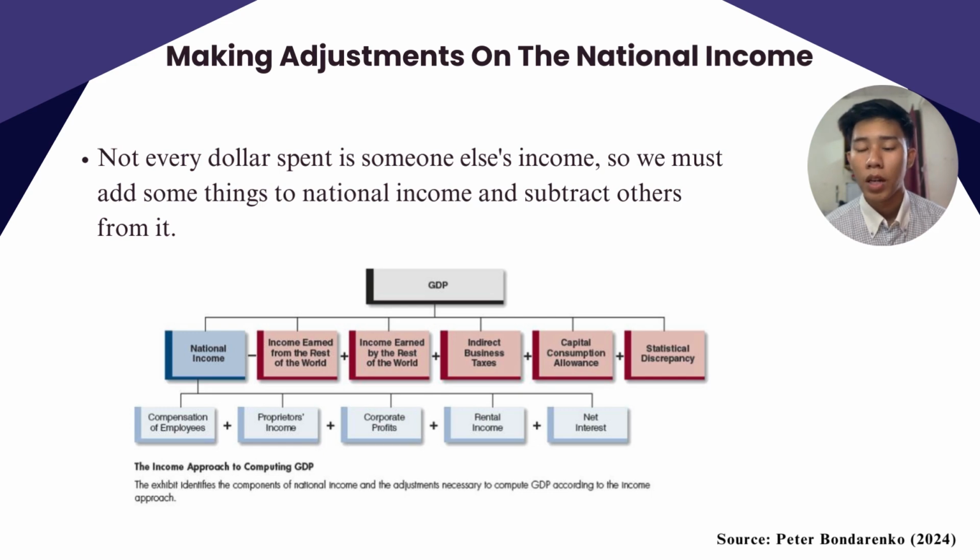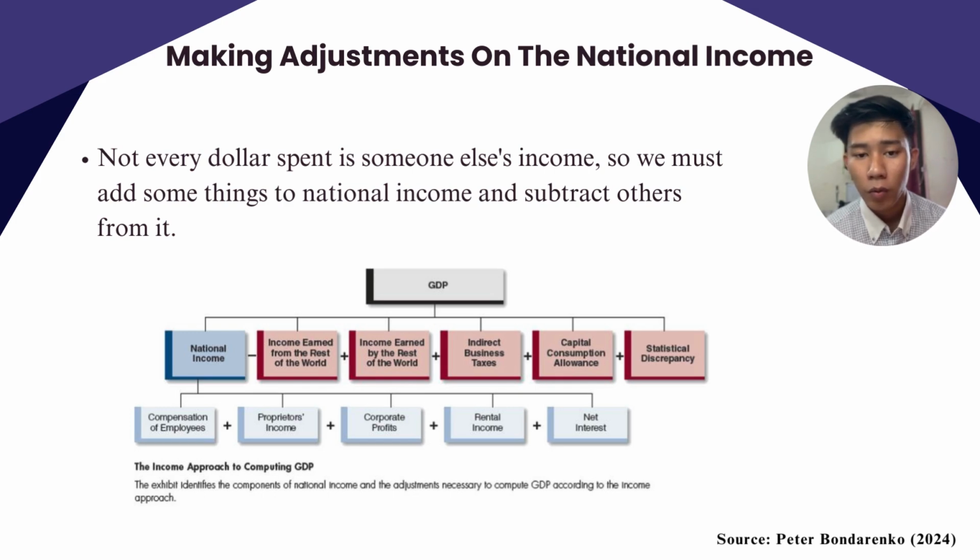Okay, a little bit about the item income earned from the rest of the world. Basically, it is earnings that our citizens in a nation get when they are working abroad. For the second one, income earned by the rest of the world, which is a foreigner working in our nation, and they will send their earnings to their original nation.